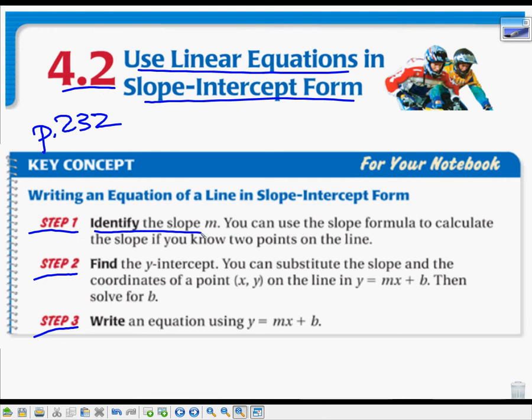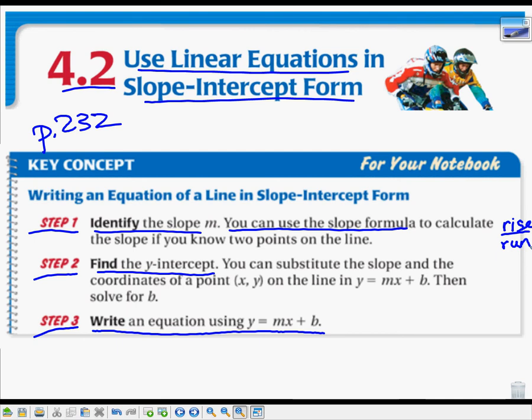First thing you do is identify the slope. The second thing you will be doing is finding the y-intercept, and that's going to be a new process for you. After you know the y-intercept and the slope, then you're doing the same thing you did in lesson 4.1 material. When you identify the slope, it's either going to be given to you, or you can use the slope formula. Or if you have a graph, you know that slope equals rise over run, and you can just count it out from the graph most of the time.